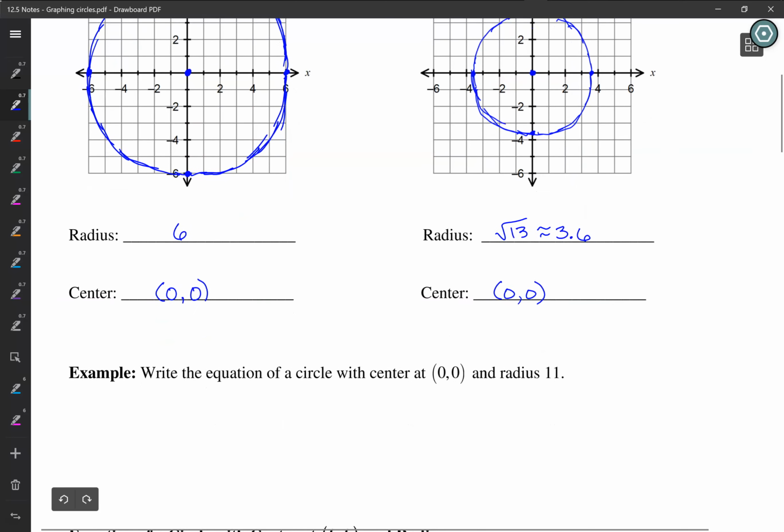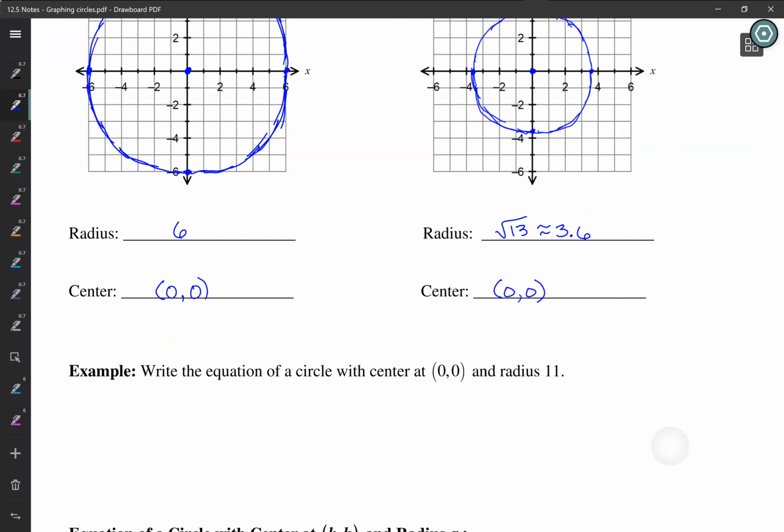All right, so now we're going to go the other direction. So we know the center's 0, 0, so that means I've got x squared plus y squared equals r squared. So r is 11, and this number needs to be 11 squared. So 11 squared, 11 times 11, is 121.